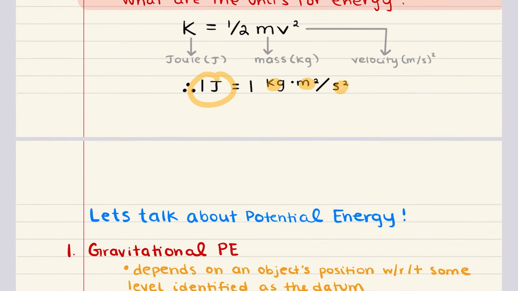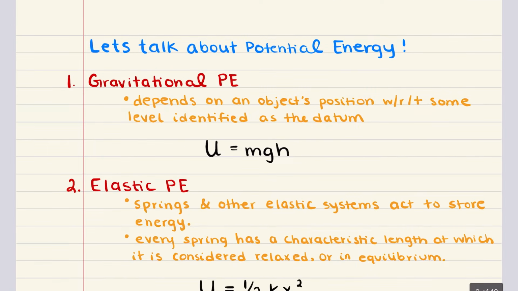Now, in addition to kinetic energy, we also want to spend some time talking about potential energy. Potential energy is the stored energy in an object due to its position, arrangement, or state. And there are two primary types of potential energy that we're going to discuss here today. And that's gravitational potential energy and elastic potential energy. Let's start with gravitational potential energy. This depends on the position of an object relative to a reference point.